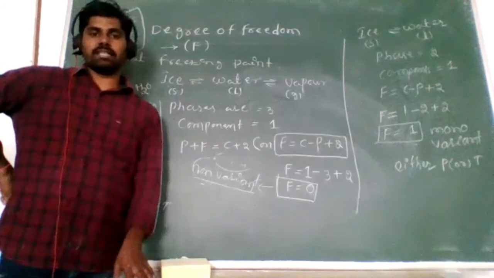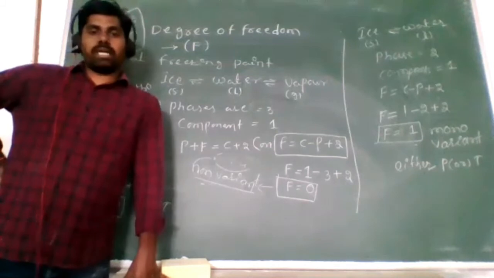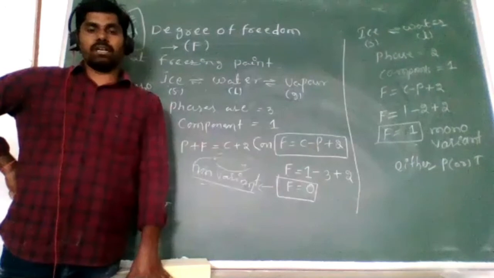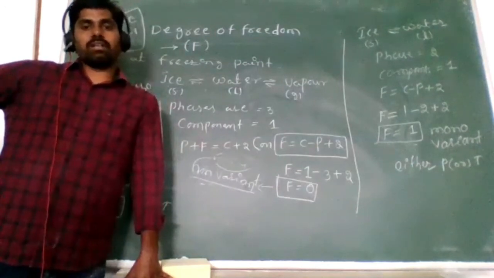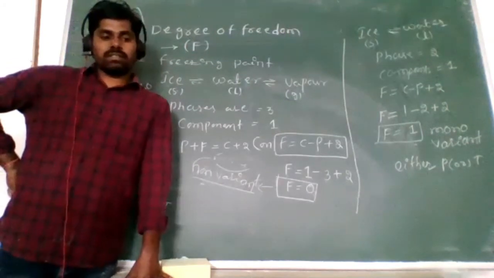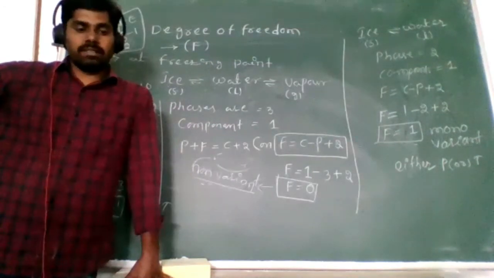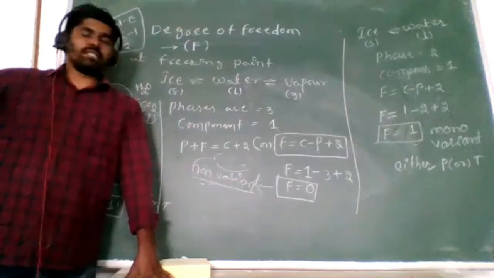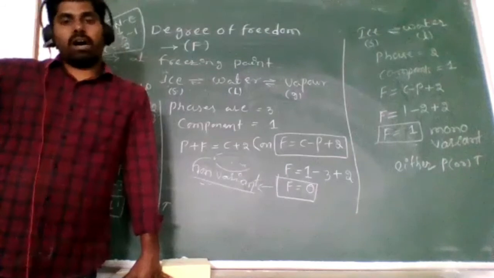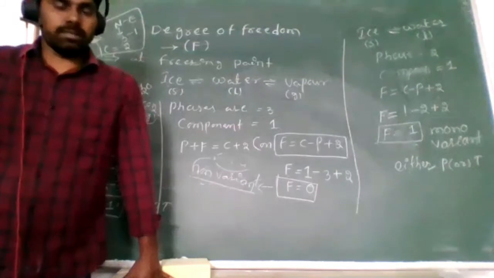Right. Next, maybe F equal to 1 means the degree of freedom may be 1. That is monovariant. Monovariant means the system is defined by either the pressure or the temperature. Only one condition, only one variable factor has to be specified in order to define the system completely, either pressure or temperature.